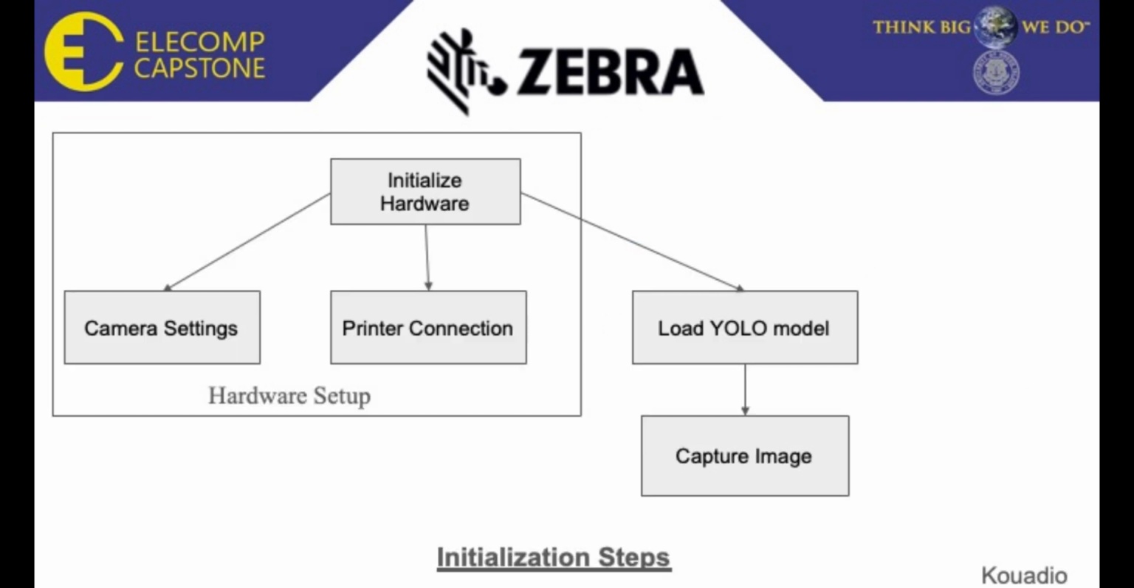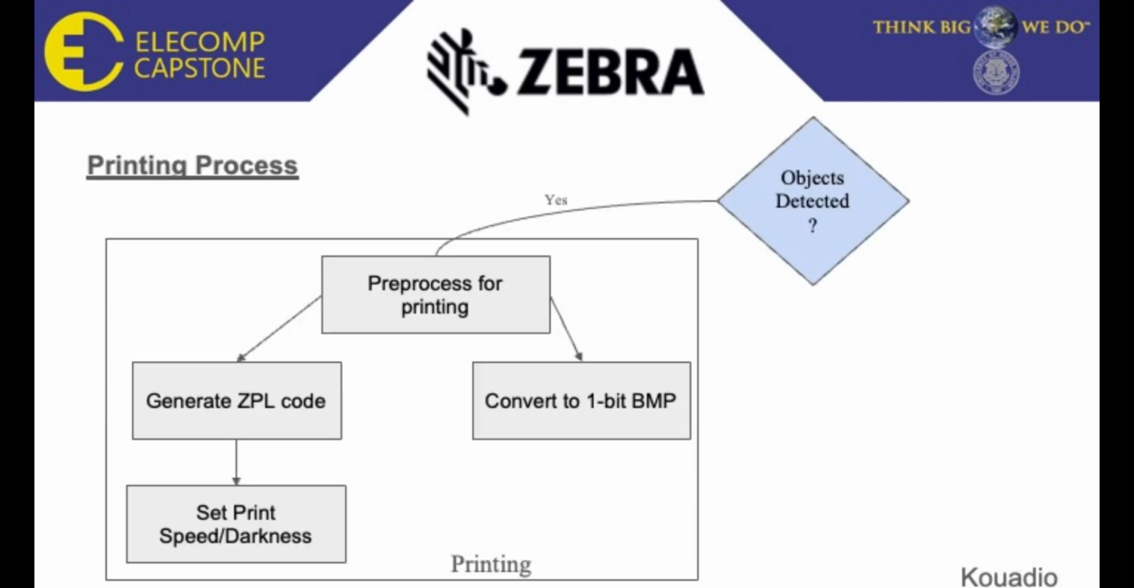So to break down further what is happening here, first, here are the initialization steps. We start with the hardware setup. We initialize the hardware, check the camera settings and printer connection. Then from there in the code, the YOLO model, which is our machine learning model, is loaded, and we go on to capture the image. Then the next big step is the printing process. If an object is detected, that image is sent to pre-processing for printing, and two big things happen there.